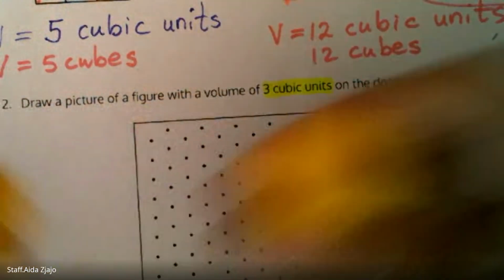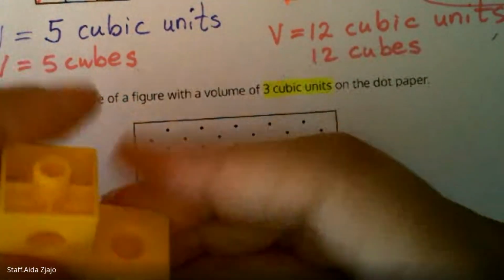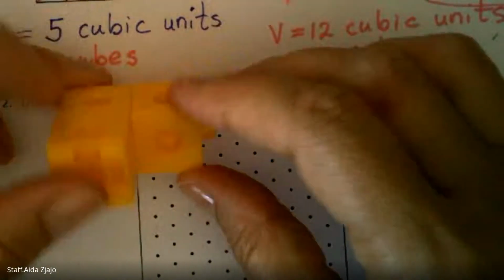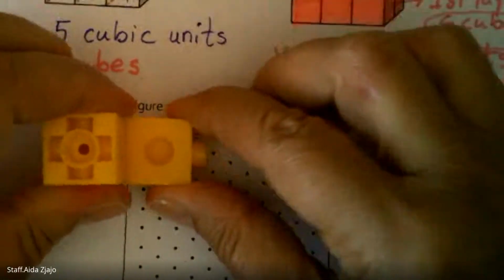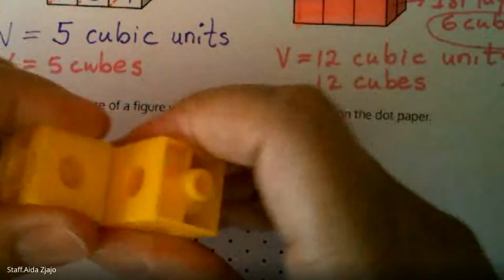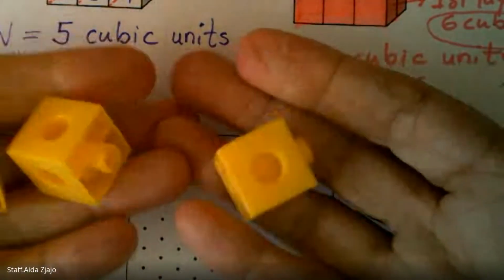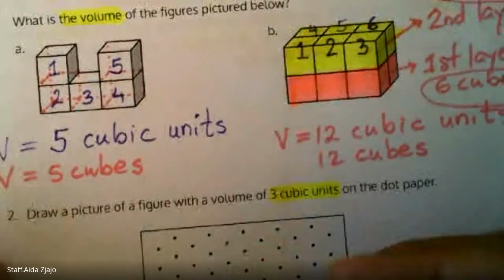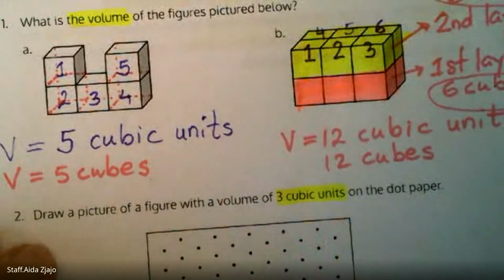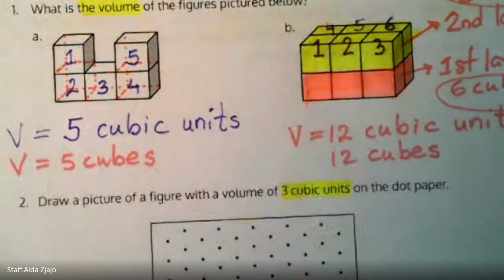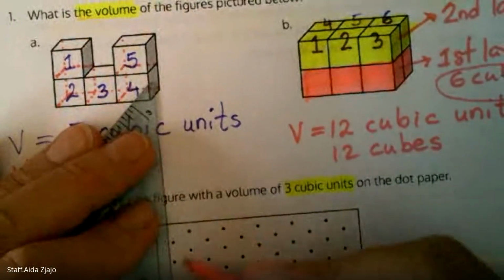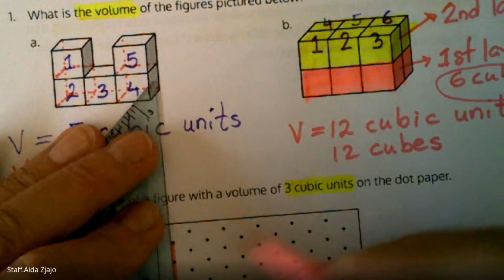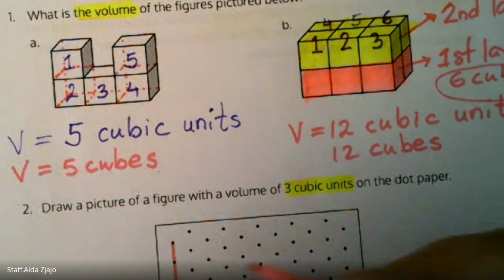I also can draw a different picture. If I make that, I can stand on one, or I can stand on 2 cubes. But still, 1, 2, 3 cubic units is the volume. So let's see if I try to make this. I can use my ruler. So let's do 3. Okay, 1, 2, 3.